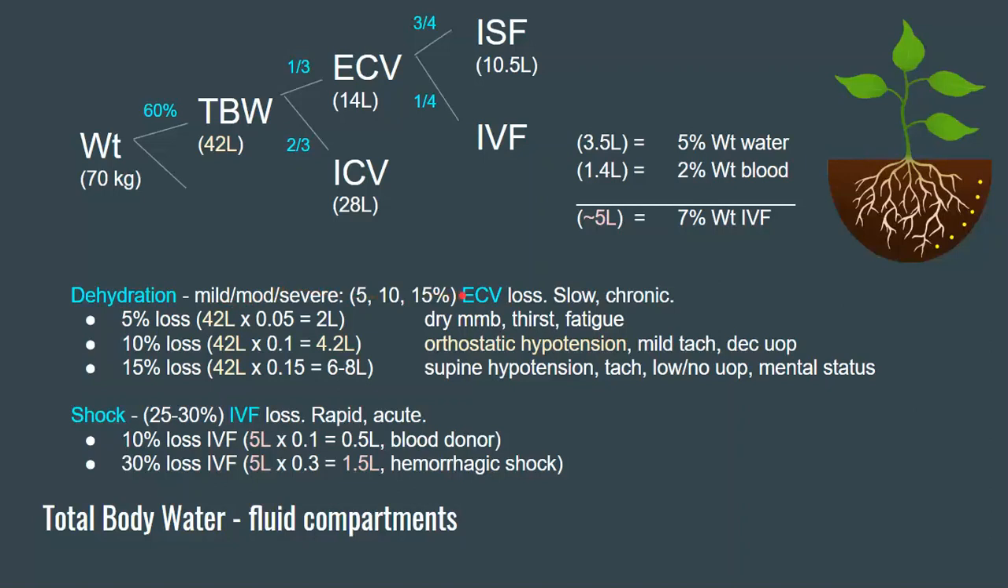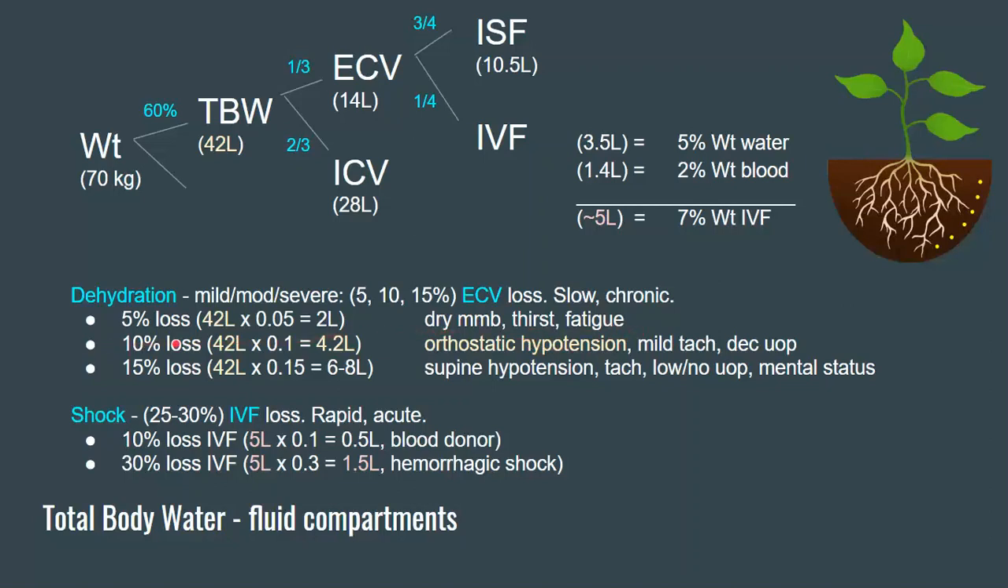And this is a way of assessing this extracellular fluid space. So it's based on our total body water, which is 42 liters in this example. So 5% total body water deficit, which would be mild dehydration, and that would correspond to dry mucous membranes, being thirsty, or fatigue. And this is the typical resident or medical student who's been on call or missed a meal or something like that.